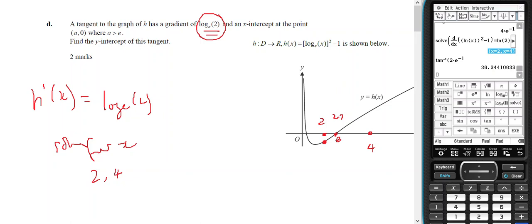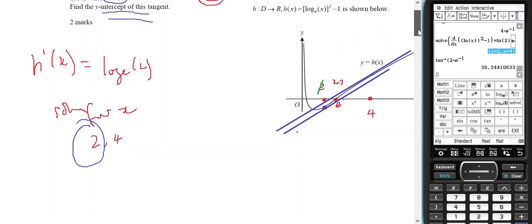If I was to attach the tangent at 2, then my x-intercept is going to be bigger than E. If I was to attach my tangent at 4, then my x-intercept is going to be less than E. So I want to choose 2. I need to put it at 2 for the x-intercept to be bigger than E.